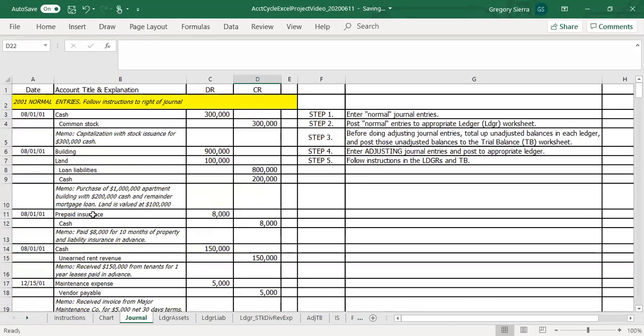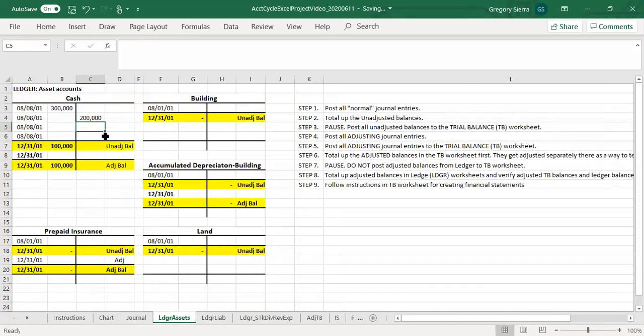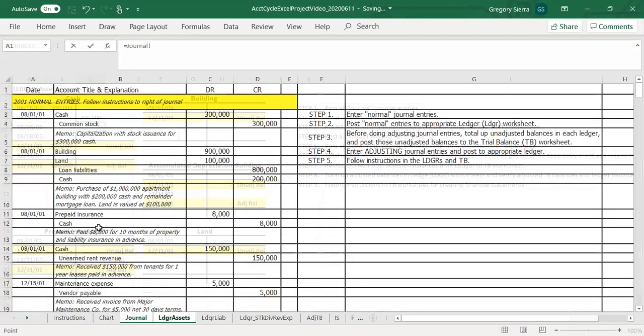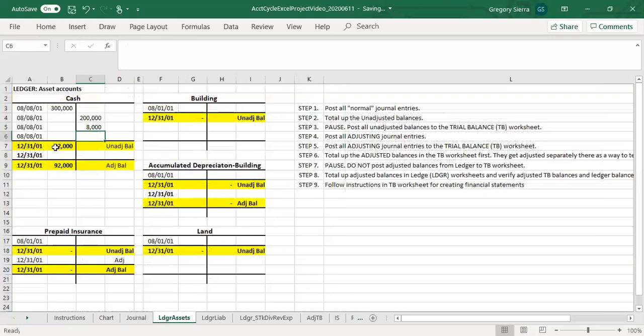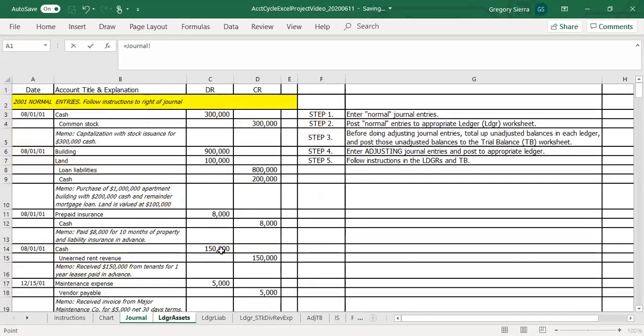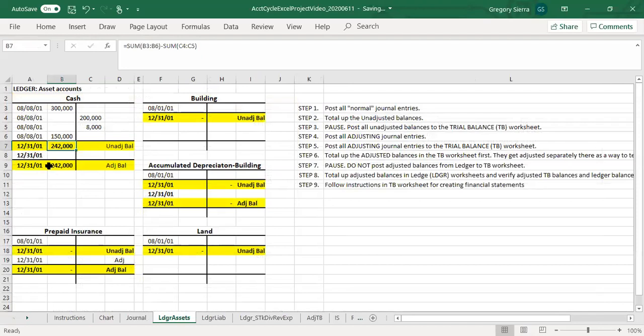I can't remember, so I do have to cheat. Can't remember if we paid the insurance first. Yeah, we paid the insurance first. Then cash, and then we received rent in advance. Good for us. Okay, and I have the totaling thing in here for you. We don't adjust cash. Adjustments are to revenues, expenses, assets, and liabilities. So there's no adjustments here. You'll see our unadjusted balance and our adjusted balance are going to be the same, okay?